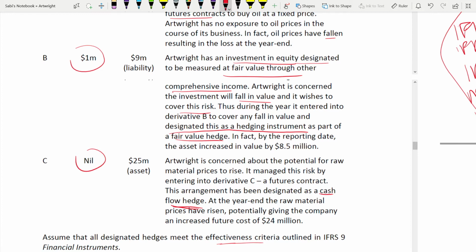So in fact, because this is a fall in value regarding fair value and nil. So, fair value hedge. In fact, by the reporting date, the asset increased in value by 8.5 million. The value increased by 8.5 million. It's the other way around.